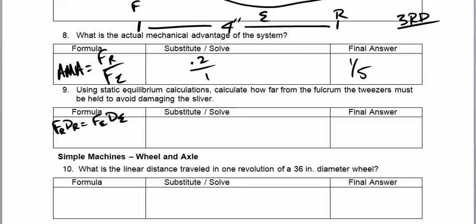Okay, on here now, to calculate this: force of resistance times distance of resistance. My resistance is 1/5 of a pound. The distance of that resistance is 4 inches. And then that's going to be equal to the effort force, which we said was 1 pound, times the distance of the effort, which is what we're going to find. Well, 0.2 times 4 is 0.8. 0.8 divided by 1 is 0.8 inches.